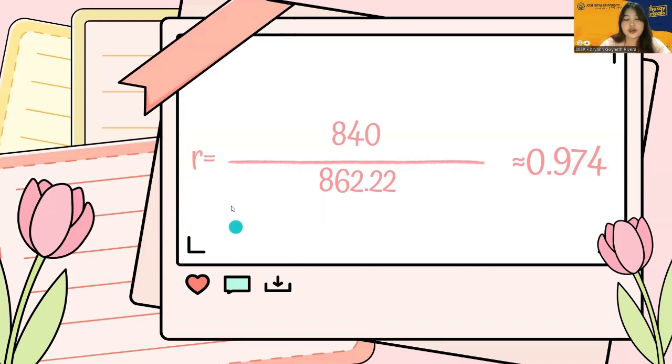So now we're going to solve 840 over 862.22. We only need to divide the numerator by the denominator. So 840 divided by 862.22 is equal to 0.8974. And that's how you solve Pearson R manually. Thank you.